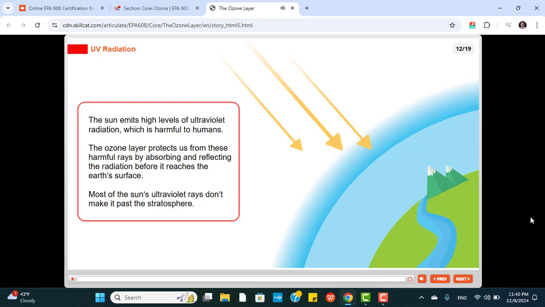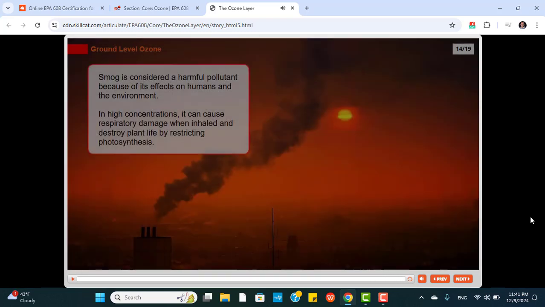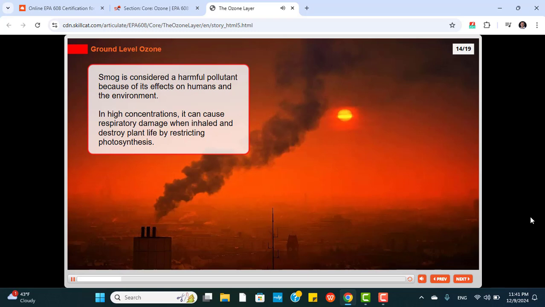Ozone can also be found in the lowest layer of the atmosphere, the troposphere. When it's this close to ground level, it is mainly in the form of smog. Smog is a type of ozone created by chemical reactions between pollutant emissions and sunlight. Smog is considered a harmful pollutant because of its effects on humans and the environment. In high concentrations, it can cause respiratory damage when inhaled and destroy plant life by restricting photosynthesis.